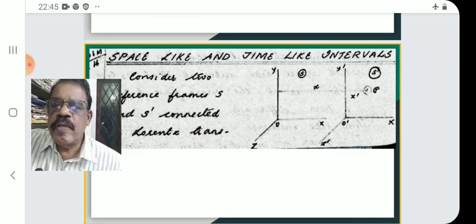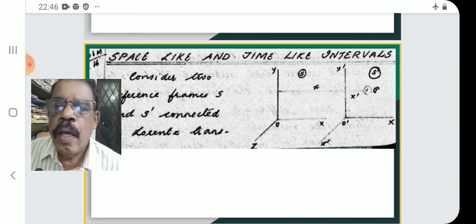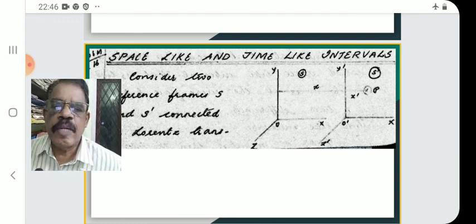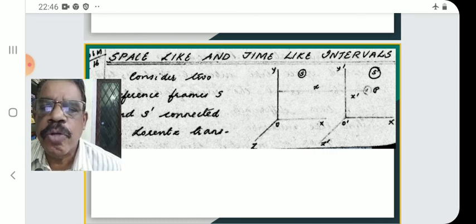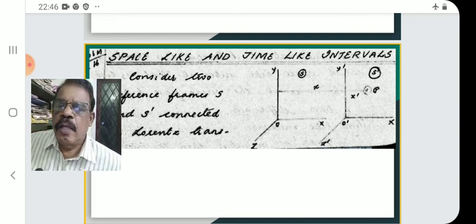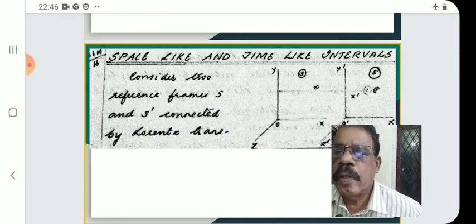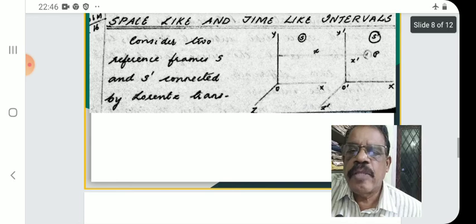To understand space-like and time-like interval, we consider two frames, the S frame and S dash frame. S is represented as x, o, y, z, and S dash frame is represented as x dash, o dash, y dash, z dash. And consider a particle p common to both the frames. The distance of p from first frame o is x, and distance of p from second frame o dash is x dash. And we can apply the Lorentz transformation or anything we studied. Consider two reference frames S and S dash connected by Lorentz transformations.